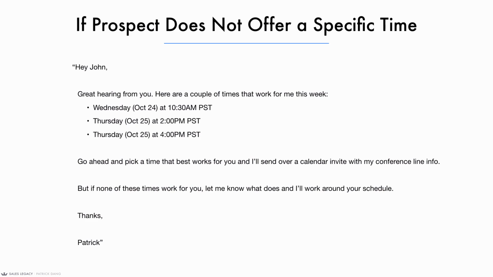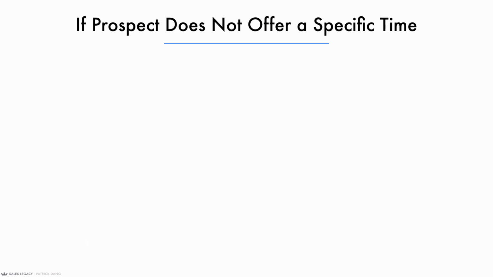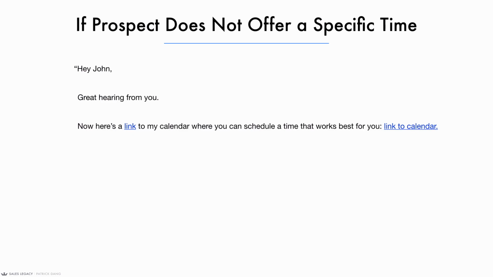Now, if none of these work, then he'll tell you a time that works for him, and you just got to work with his schedule. Now, if you don't want to do the back and forth when it comes to asking for time, you could say, hey, John, great hearing from you. Now, here's a link to my calendar where you can schedule a time that works best for you. But if none of these work, let me know what does, and I'll work around your schedule.